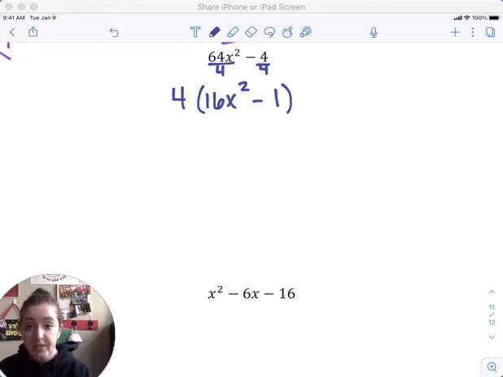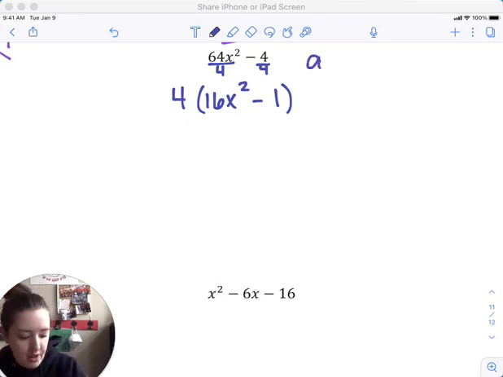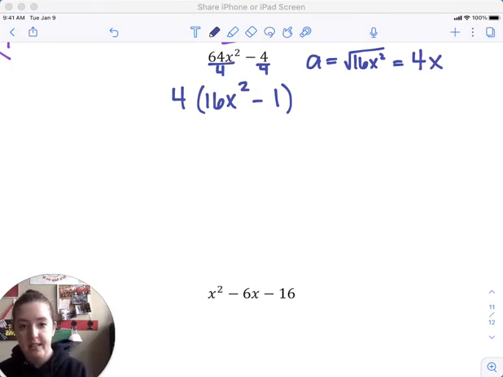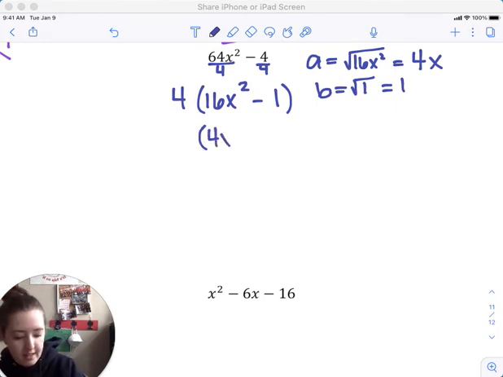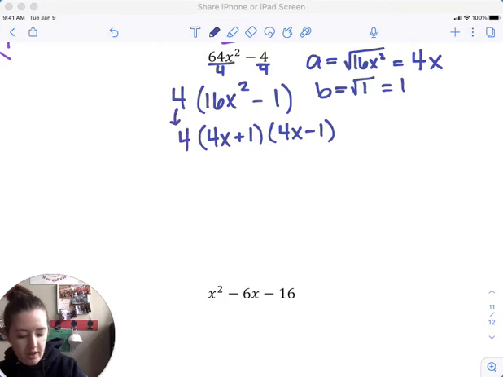So now what we'll do, we have 16x squared is a perfect square and 1 is a perfect square. Since we only have two terms, that's a difference of squares. So to find that a term, we would take the square root of 16x squared. The square root of 16 is 4. The square root of x squared is x. To find that b value, we'll take the square root of 1, which is just 1. So 16x squared minus 1 will factor into 4x plus 1, 4x minus 1, and we just need to remember to bring down our greatest common factor.